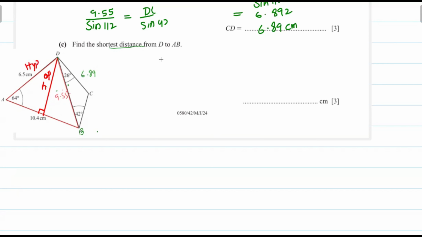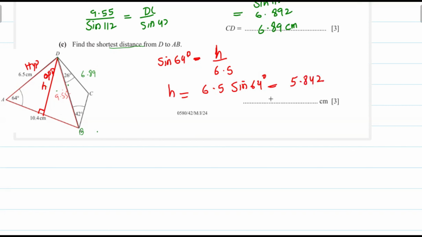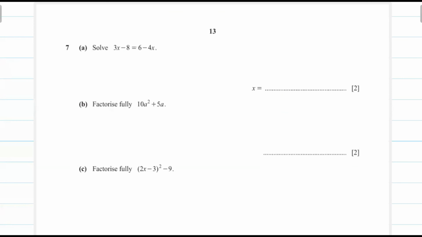Therefore, opposite over hypotenuse will be equal to sine 64 degree will be equal to opposite side h over hypotenuse 6.5. We can write h will be equal to 6.5 into sine 64, and this will be equal to 5.842, and therefore 5.84 is the answer.